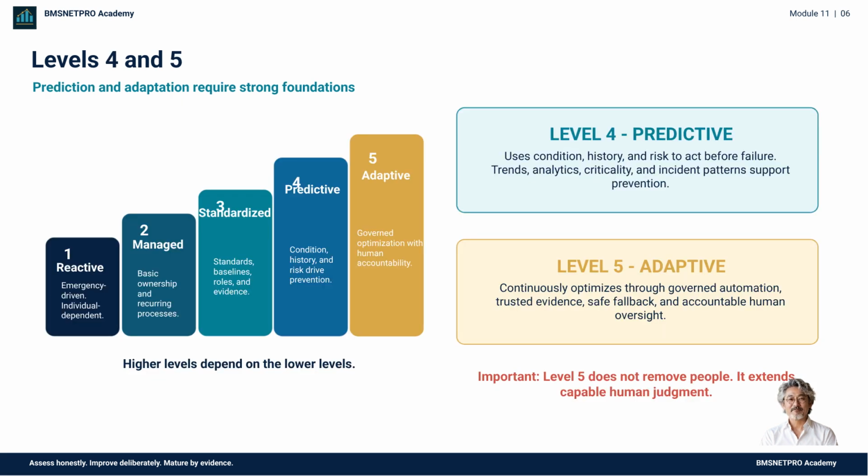Levels 4 and 5 are powerful, but they depend on foundations. Level 4 is predictive. The program uses trends, analytics, condition, risk, criticality, and incident patterns to act before failure. Level 5 is adaptive. The program continuously optimizes within approved boundaries and uses technology to extend human judgment. Level 5 does not mean full autonomy. It requires human approval, monitoring, transparency, override capability, and safe fallback.